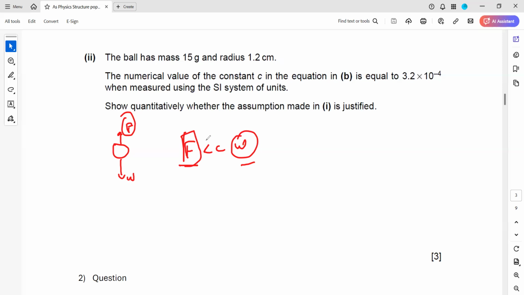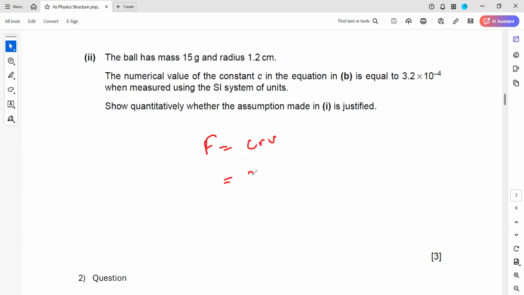So the resistive force according to the question is equal to CrV. The value of C is 3.2 times 10 to the power minus 4. The mass is 15 grams, but it should be in kilograms, so we have to divide by 1000. And what about the radius? Sorry, the radius is 1.2 centimeters. We divide by 100, so 0.012.